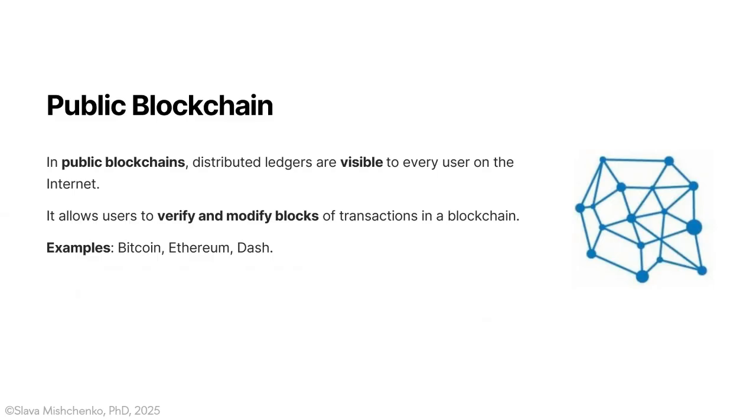So, going on, let me give you some concrete examples. For example, Bitcoin, which pioneered blockchain technology, is a public blockchain. And Ethereum, which introduced smart contracts, is another prime example. Dash is, for example, yet another well-known public blockchain.